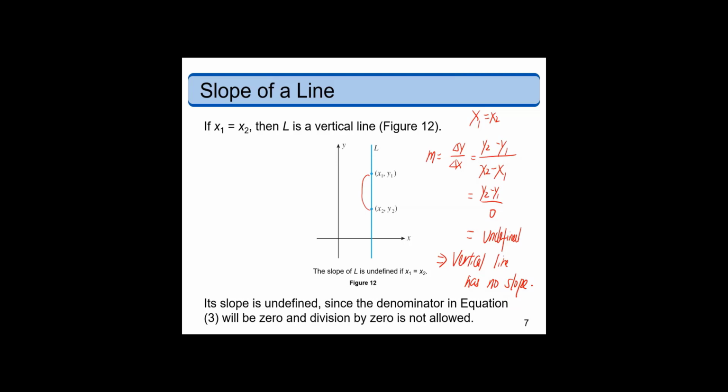What's very special about vertical lines, all the vertical lines, including the y-axis. The y-axis is a vertical line. We use x equals 0 to represent the y-axis. And this line doesn't have a slope either.